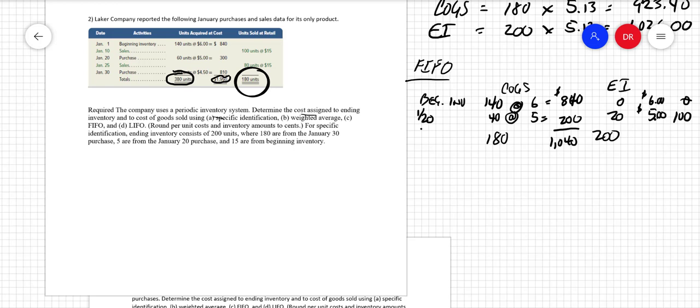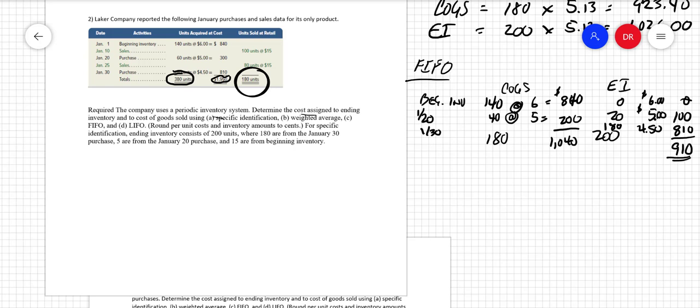Ending inventory on January 30th, we have a total of 180 units that we purchased on January 30th. All of those are going to be in ending inventory because we assume under FIFO we sold the others first. This is $450, and the total cost then would be $810. So we would have a total cost in ending inventory of $910.